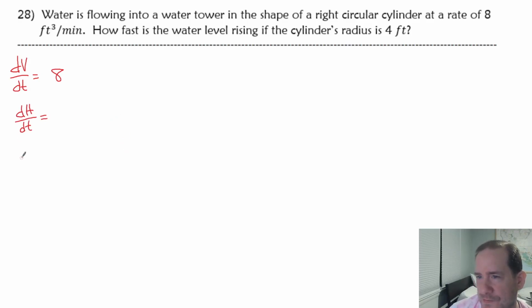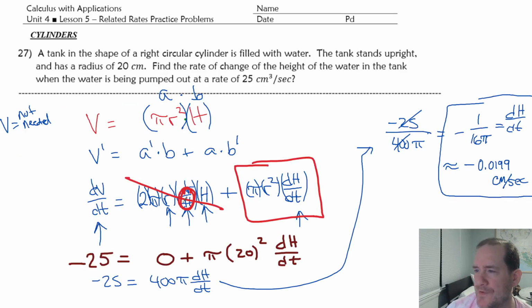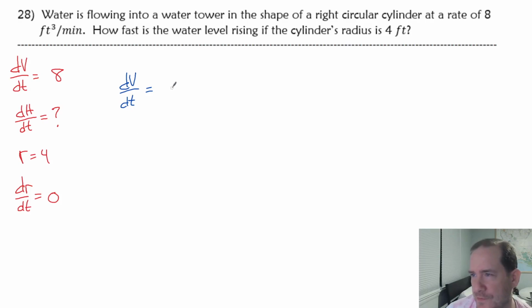If the cylinder's radius is 4, so they're saying the radius is 4. So again, we know that dr/dt is going to be 0 because as the water level rises in the cylinder, it's not getting wider or shrinking down smaller. The radius is staying the same. So dr/dt for us will be 0, which means we should get the exact same derivative we had before, which was dV/dt equals, what was it from before? This same thing, 2 pi r dr/dt times h, but again, that whole term will go to 0 for us.